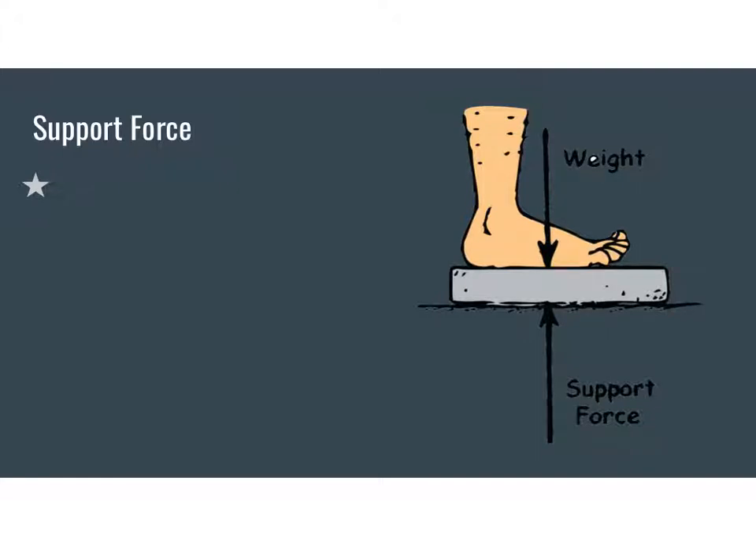Another example, standing on a scale. Now you could be standing on a floor, you could be standing on anything. The weight is pulling down, the support force is pushing up, keeping you from falling through the surface. Now, if the physical characteristics of that surface are such that it can't provide enough of a support force, then that's when it breaks. You would break through the table or through the wall or whatever it happens to be.